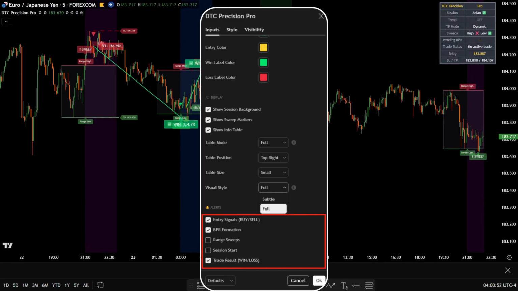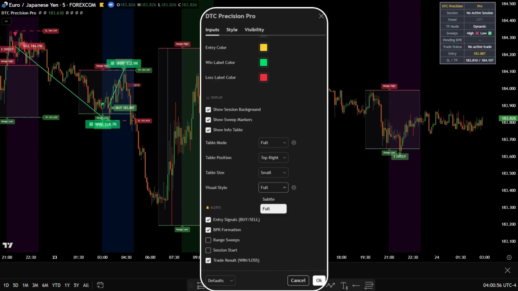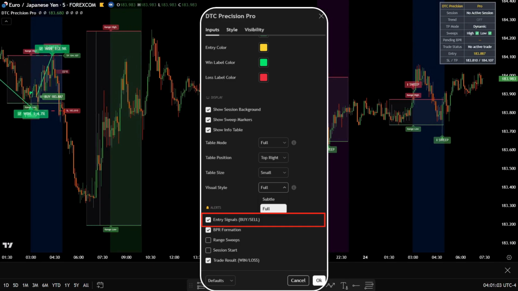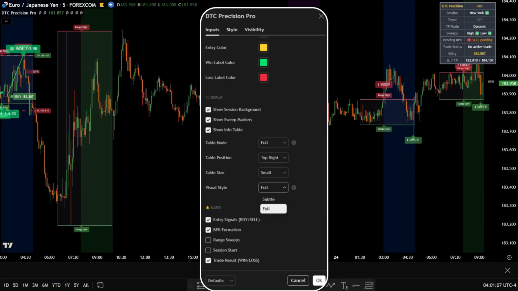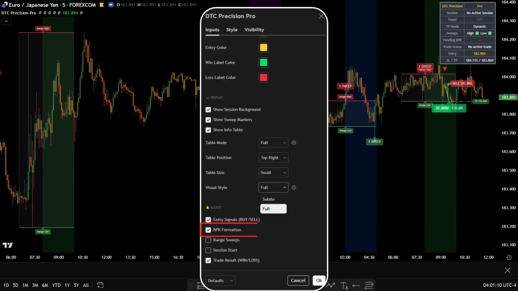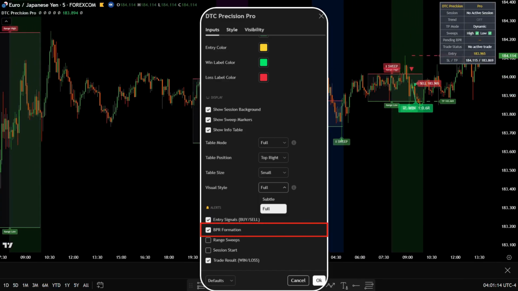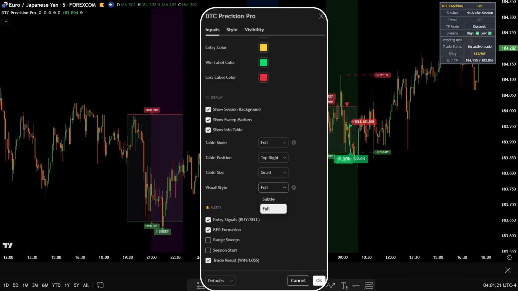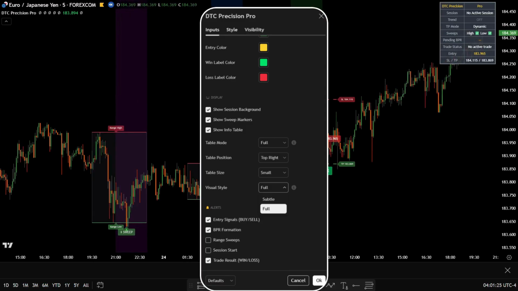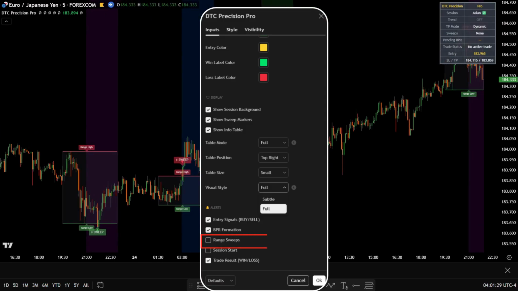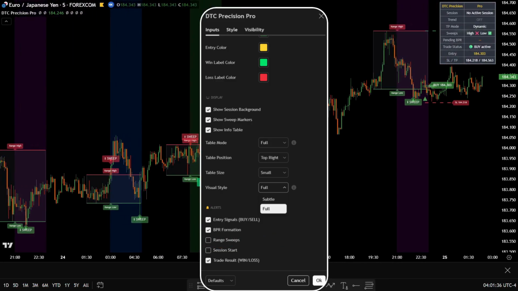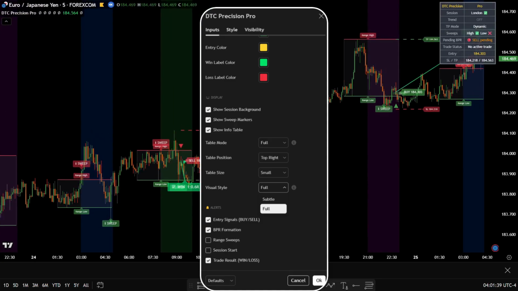Alerts are split into 5 categories, each with its own toggle. Entry signals. Fires when a buy or sell entry is triggered. This is the main one most traders want, on by default. BPR formation. Fires when a valid BPR is detected and the indicator is waiting for price to retrace. Useful if you want a heads up before the entry triggers. On by default. Range sweeps. Fires when price sweeps the range high or low. Off by default because it can be noisy.